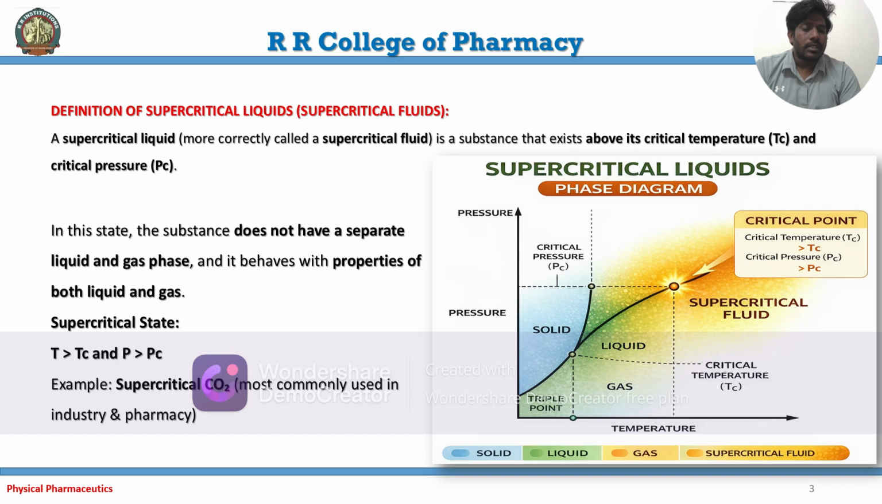At the critical point, the temperature is called the critical temperature, and the pressure is called the critical pressure. Why are we calling it critical temperature and critical pressure? Because above this critical temperature and pressure, we cannot distinguish gases from liquids and liquids from gases. Both these phases will combine and form a supercritical fluid, which has both gaseous properties as well as liquid properties.